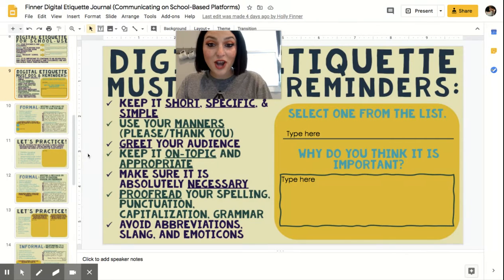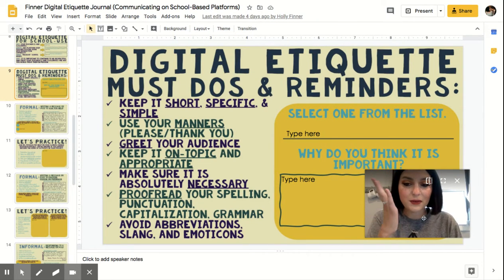You guys are doing a great job. We're almost done. So here on the left-hand side are going to be some digital etiquette must-dos and reminders.